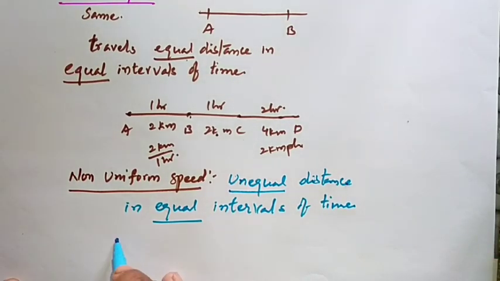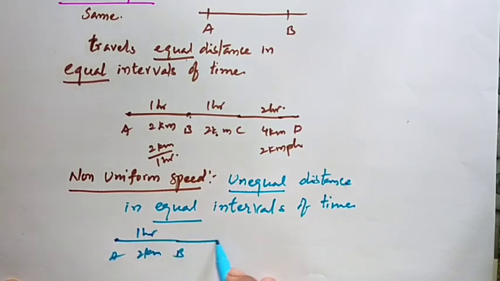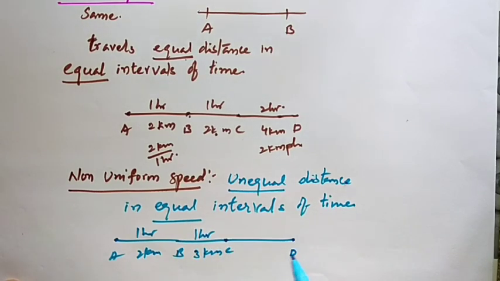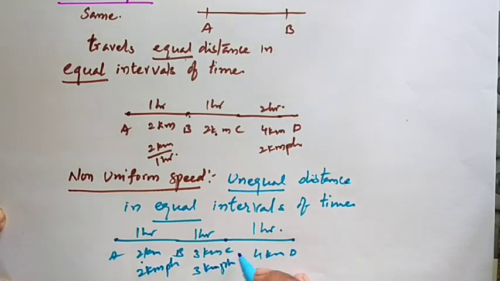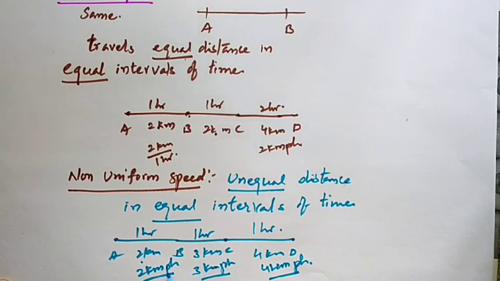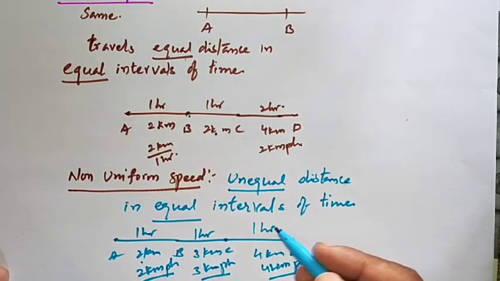For example, the body is moving from point A to B, which is 2 kilometer, and it travels in 1 hour. Next B to C, it is 3 kilometer in 1 hour. Then C to D, it is 4 kilometer in 1 hour. What is the speed here? 2 kilometer per hour. What is the speed B to C? 3 kilometer per hour. What is the speed from C to D? 4 kilometer per hour. The speed of the body is changing, 2, 3, 4. It is not constant.